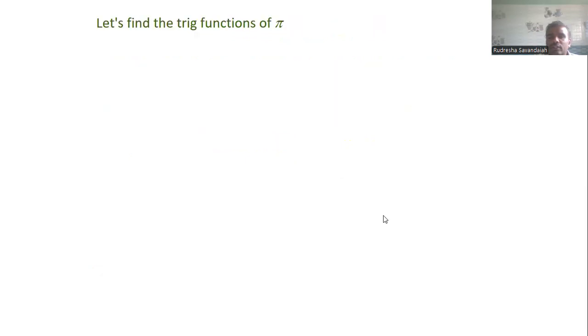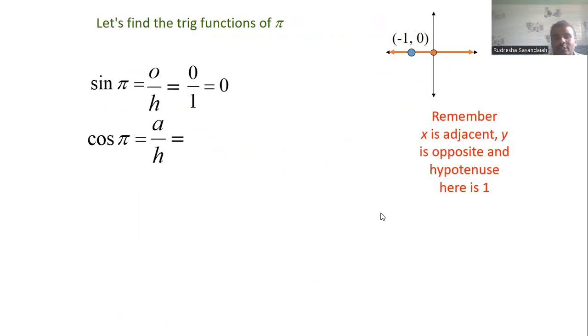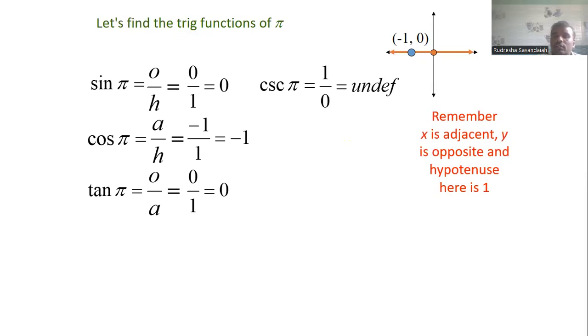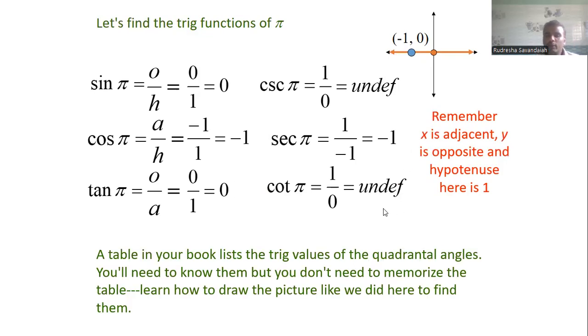Let's find the trigonometric functions of pi. Sin pi is opposite over hypotenuse, 0 by 1, which is equal to 0. Cos pi is adjacent over hypotenuse, which equals minus 1 by 1, which is minus 1. Tan pi is 0 by minus 1. Cot pi is minus 1 by 0. A table in your book lists the trigonometric values of the quadrantal angles. You will need to know them, but you don't need to memorize the table. Learn how to draw the picture like we did to find them.